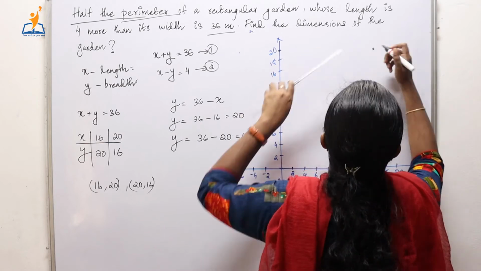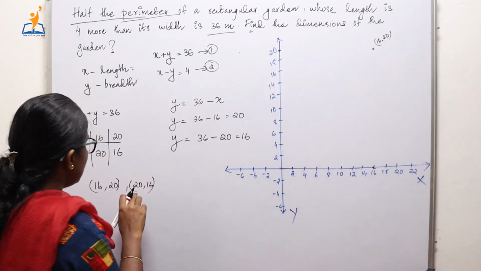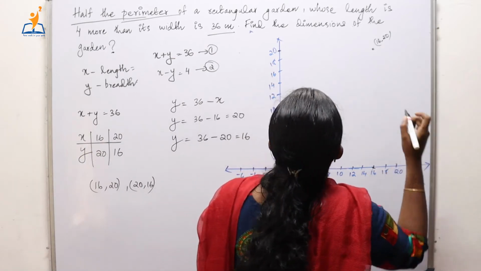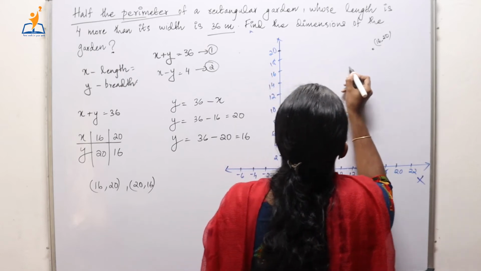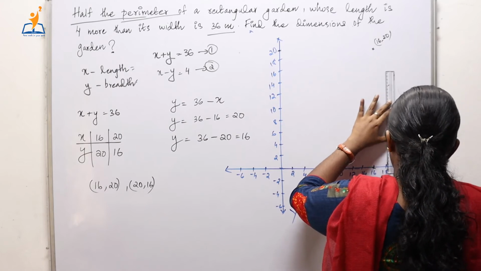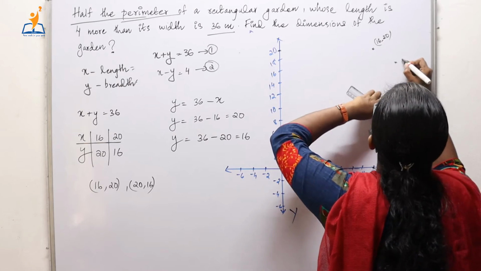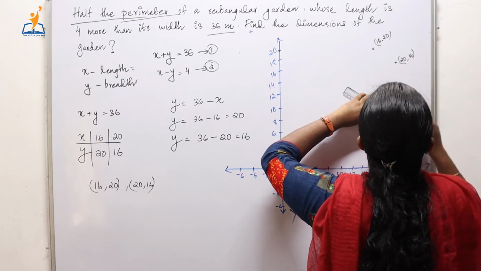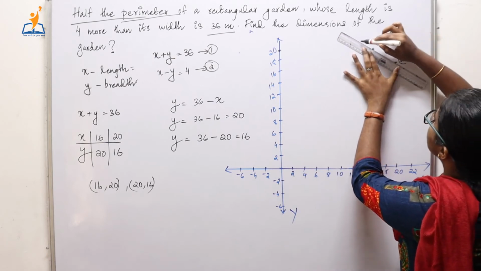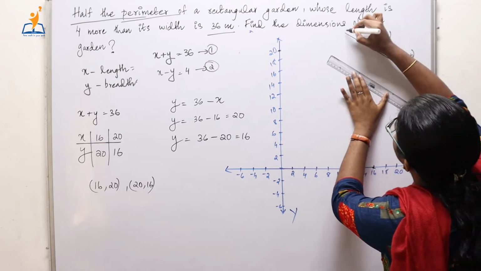So this is our point 16, 20. Now we want another point 20, 16. So this is 20 and this is 16. So we want to plot 20, 16. For that, yes, this is our point 20, 16. So we got 2 points 16, 20 and 20, 16 here, and the line joining these 2 points will be the solution for our equation number 1.